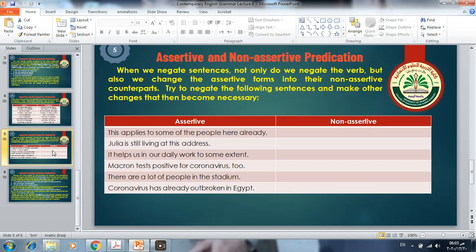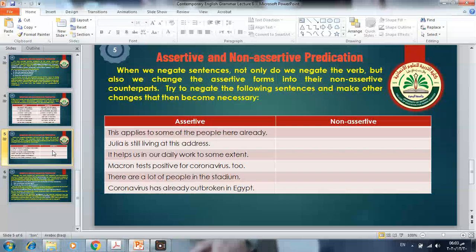Okay, now when we negate sentences, not only do we negate the verb, but we also change the assertive forms into their non-assertive counterparts. So bear this in your mind. When you negate a sentence, you have to look at the sentence and see if there are any assertive items, assertive forms, then you should negate the verb as well as replace these assertive forms with their non-assertive counterparts.